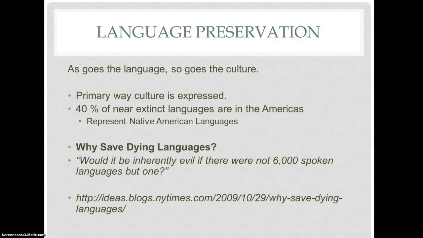And then the last thing is the idea of preserving language. So trying to understand why language is important, why we try to save language, and would it be horrible if we didn't save languages?